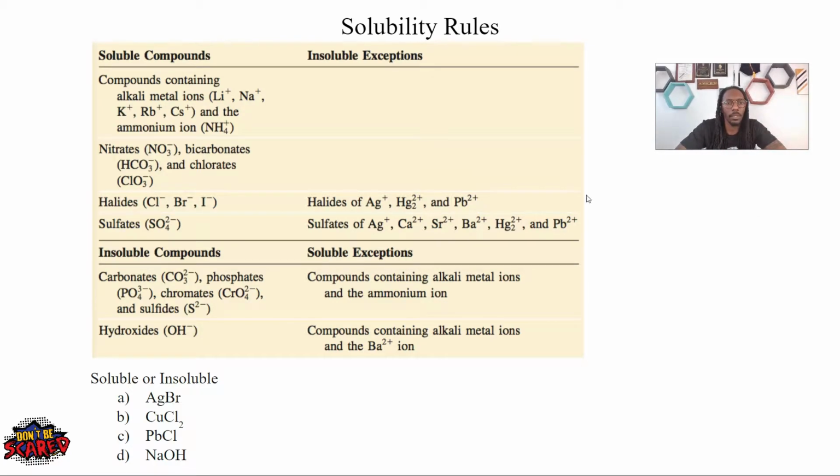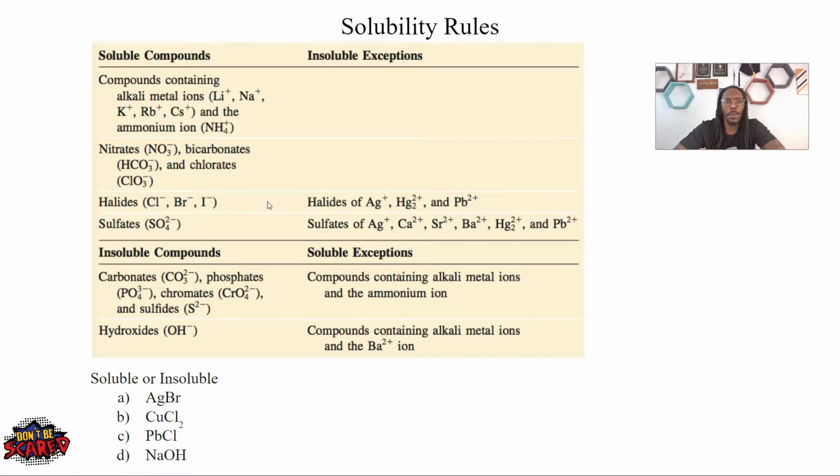Now let's look down here at the halides. That's the row that starts with chlorine. If you have these halides in your compound, they will be soluble. They will always be soluble. Now, there are some exceptions to this particular rule.